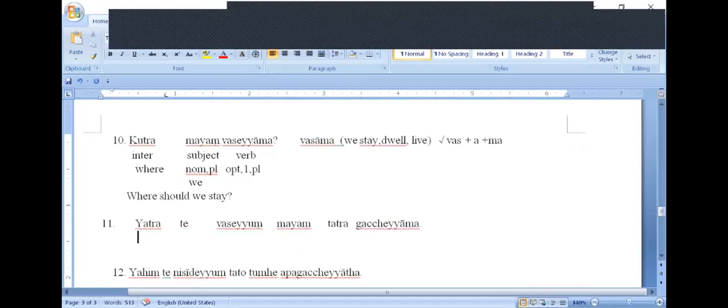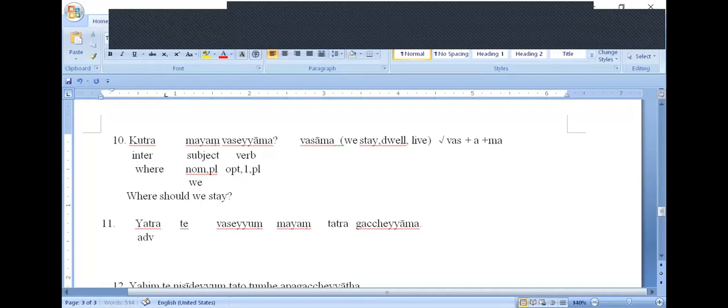Yatra. Yatra is an adverb. Where. Pali grammar is a relative adverb. Te is a subject. Pali grammar is a pronoun, nominative third person plural. Number is plural. Third person plural.